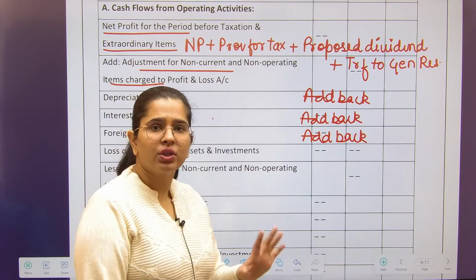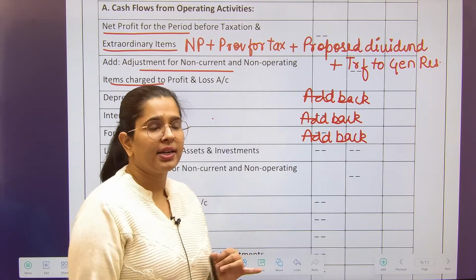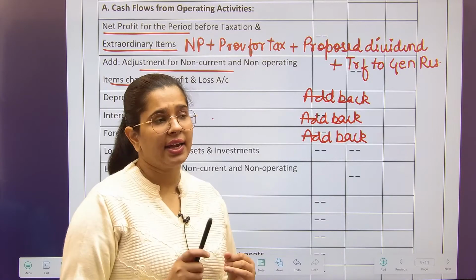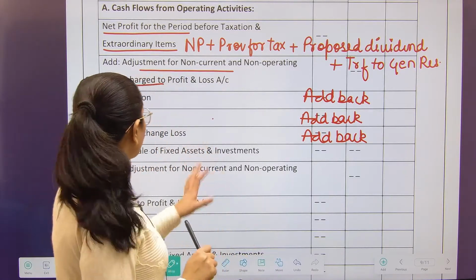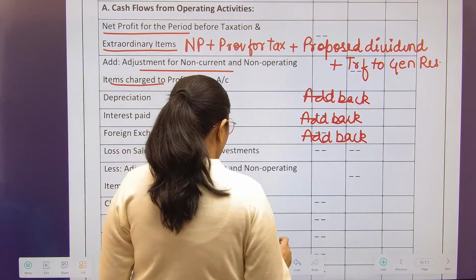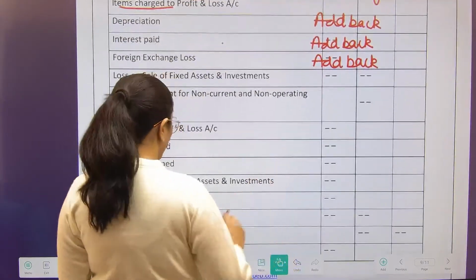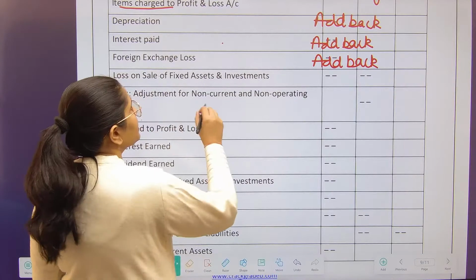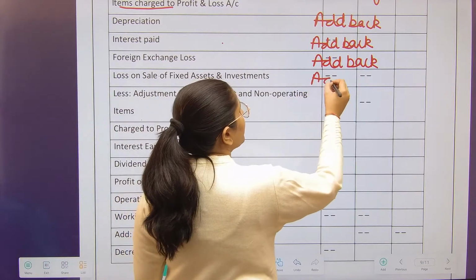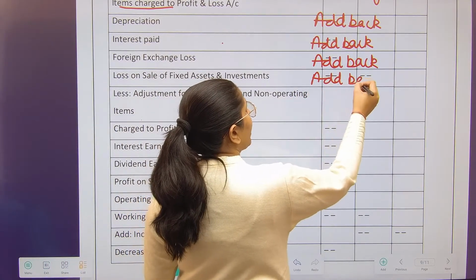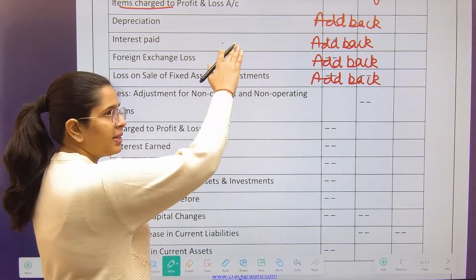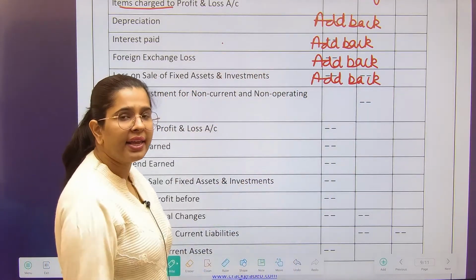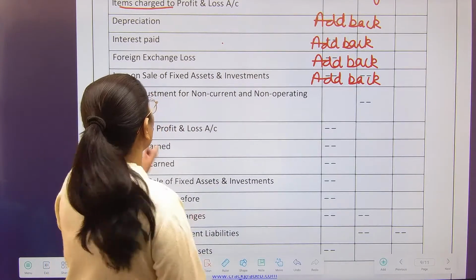So there can be both the scenarios. It might happen that it is not an operating activity, and it can also happen that it is not a cash expense. Hence we are removing foreign exchange loss. If there is any loss on sale of fixed asset and investment, please remove it, because if there had been a loss, it would have been deducted from P&L. Hence, I am adding it back to reach my cash operating profit.